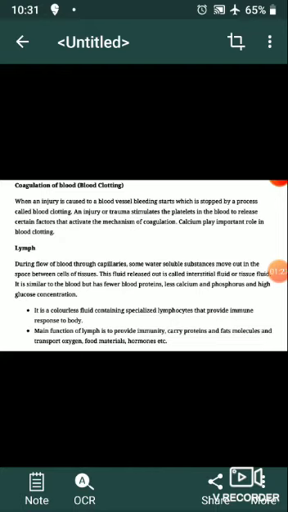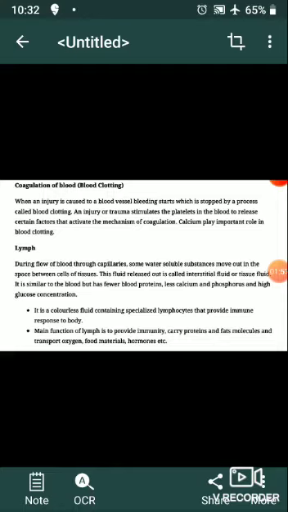When injury is caused to a blood vessel, bleeding starts, which is stopped by a process called blood clotting. An injury or trauma stimulates the platelets in the blood to release certain factors that activate the mechanism of coagulation or clotting. Calcium plays an important role in blood clotting.